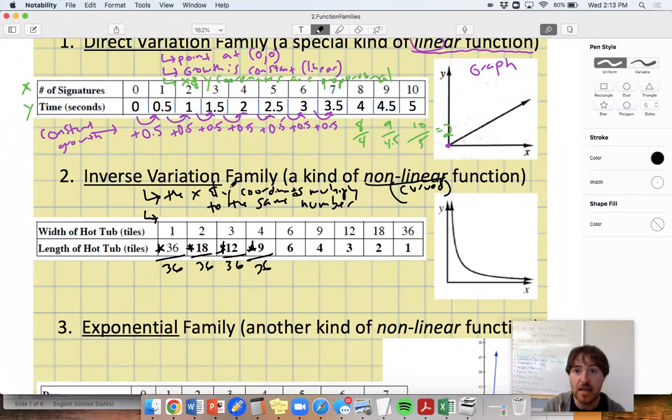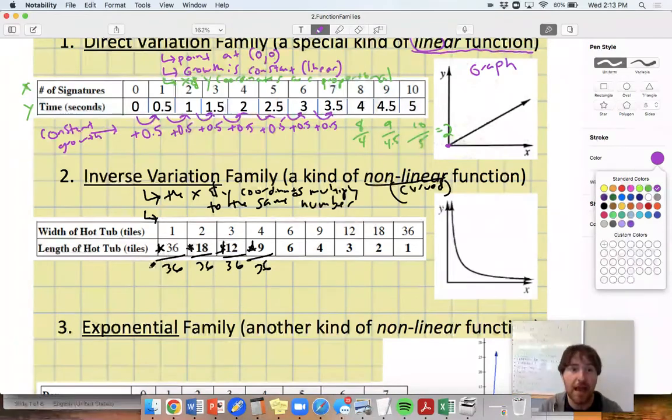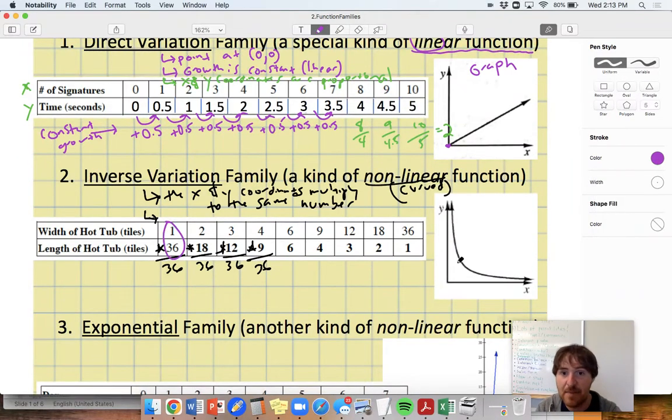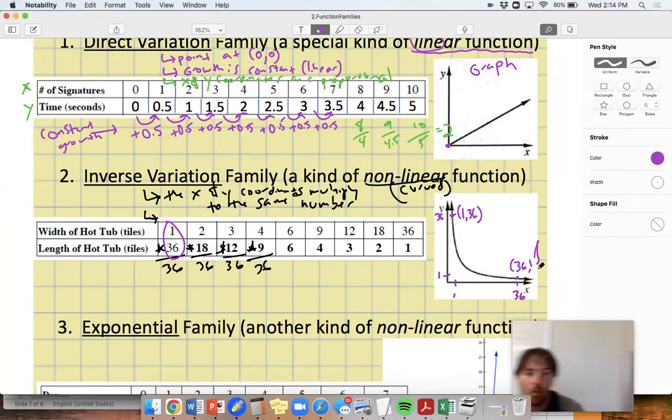If 1, 36 is one of my coordinates, where x is 1 and y is way up at 36, then I'm also going to know that when x is 36, I'm going to have a y point at 1, right? A y coordinate of 1 here. So if (1, 36) is a point, then (36, 1) is also a point.